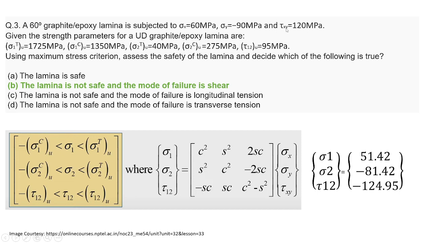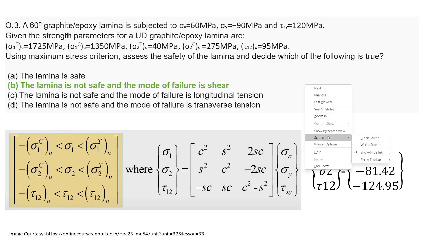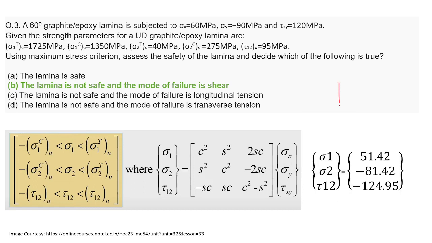So xy are the global axes that are used, like x direction and y direction. But we need the values in principal axes, which are 1 and 2, which is different because this is a 60-degree graphite epoxy lamina where the fibers are aligned at 60 degrees. So it will be like this. The fibers will be aligned at 60 degrees. In the global sense, this is the x direction and this will be the y direction. So these are the values given to us, sigma x and sigma y. But we need them in the principal axis, which will be here, it will be 1 in the direction in which the fibers are aligned, and there will be direction 2 here.